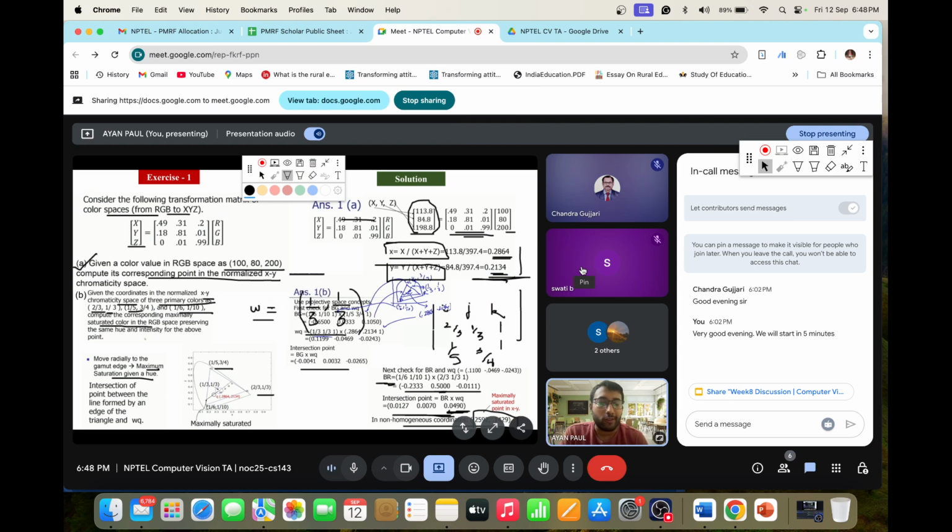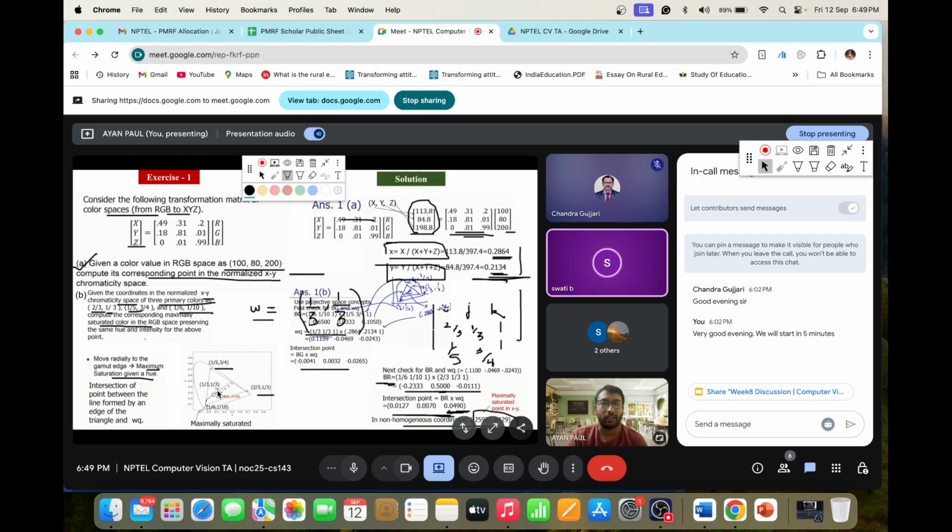Is it clear how we have solved this? That is most important. What does maximally saturated mean? Saturation means we have to move from this white point to the edge, because at the edge all the points are saturated. So maximally saturated means we have to intersect this WQ line with all the edges. By that we can calculate it.